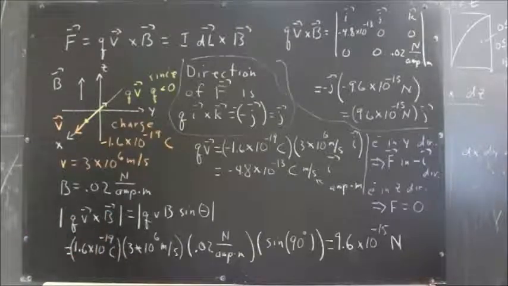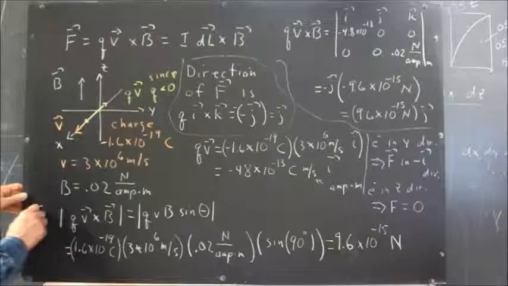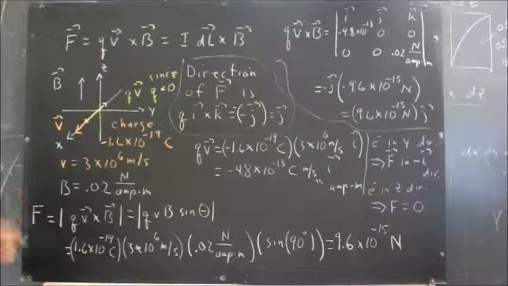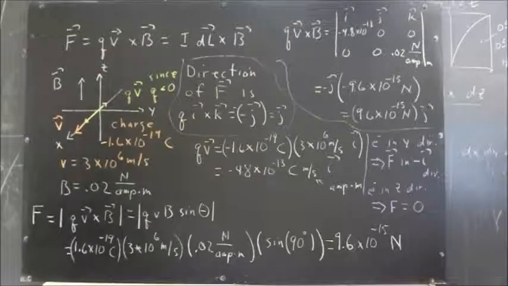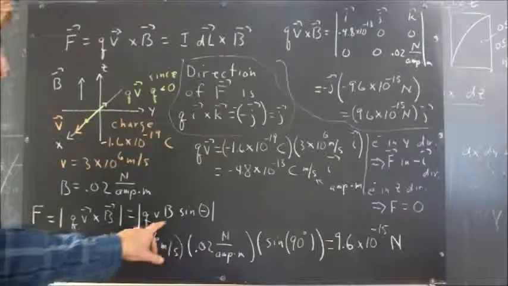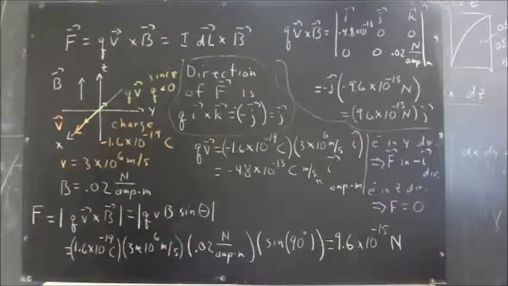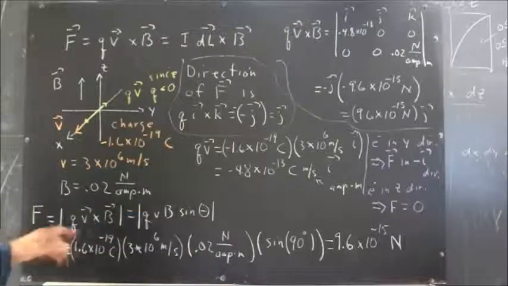What's the magnitude of our force vector? So we could say that our force, and again without the arrow over it, this just means the magnitude of the force, is the magnitude of qv cross B, which is the magnitude of qvB sine theta, where theta is the angle between v and B.